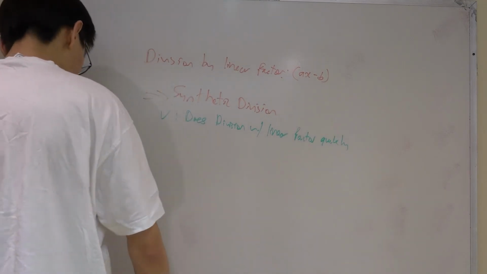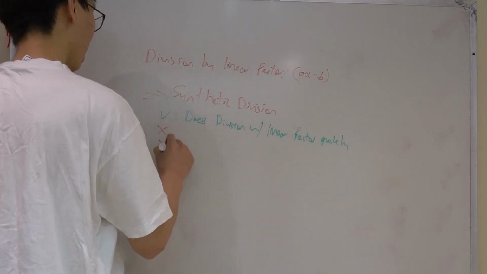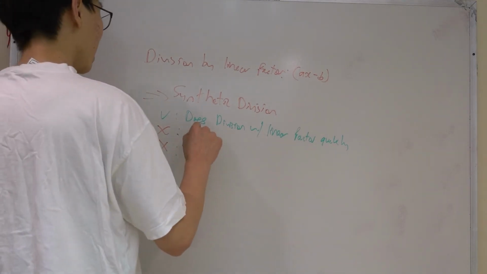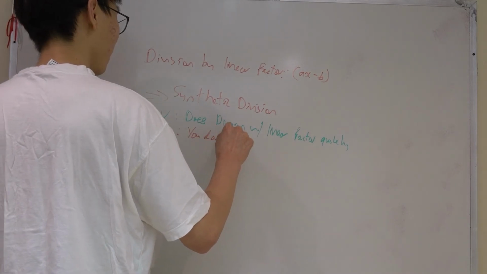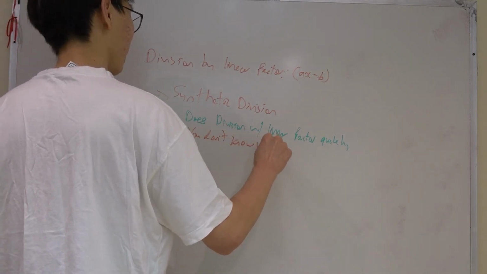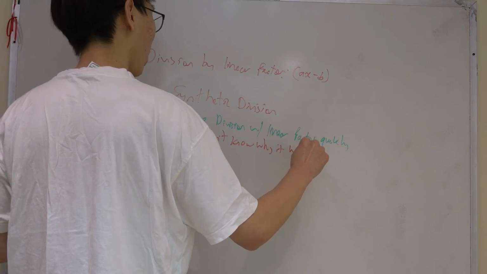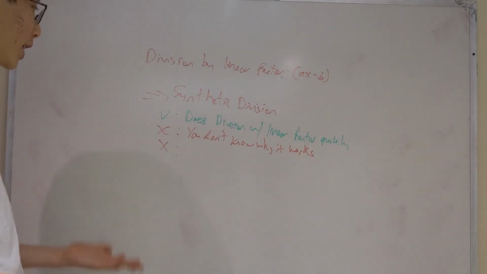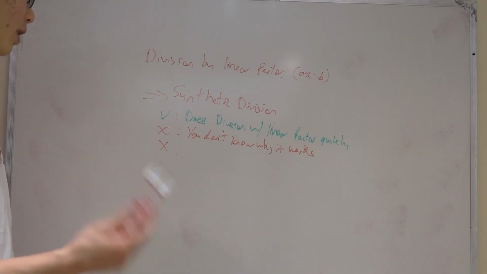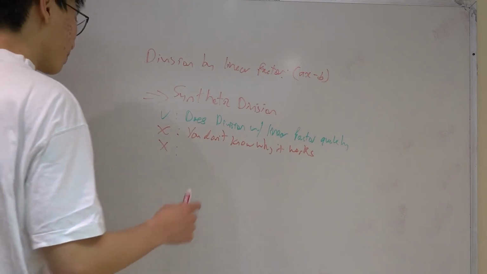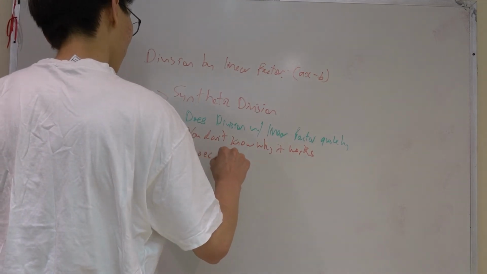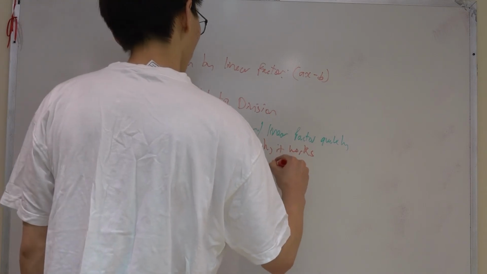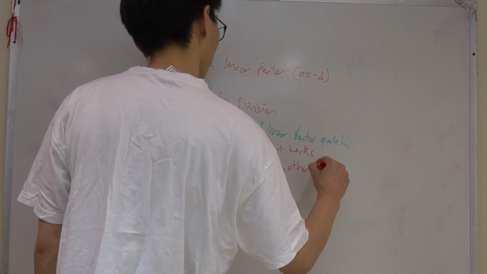The downside, there were really two, but they're so small that you practically won't care. The downside is that you don't understand what's going on. It's actually quite difficult to explain why it works. You need to be really comfortable with division in order to understand why synthetic division works. The other downside is this: it doesn't work for any other type of factors.